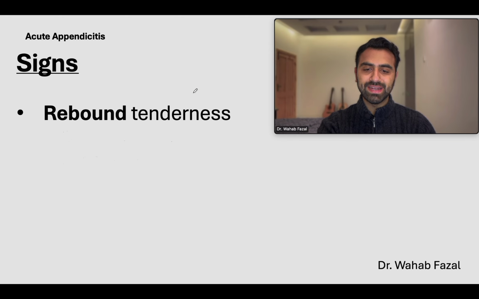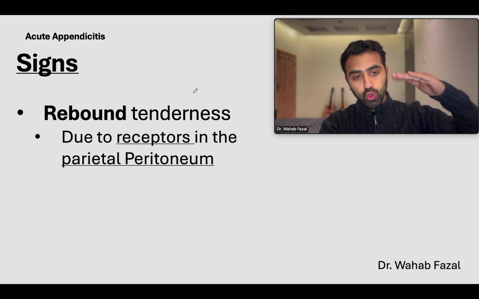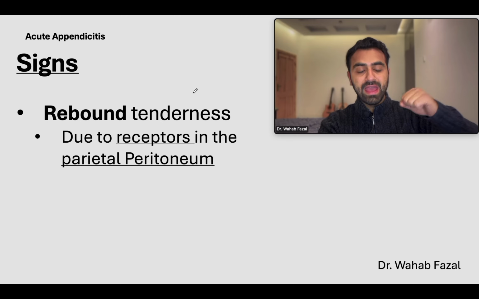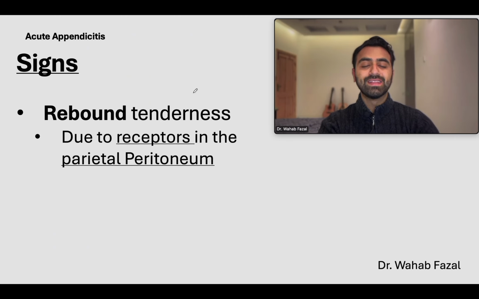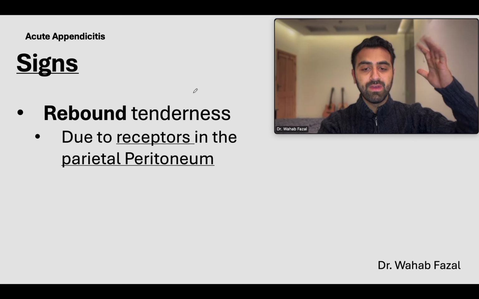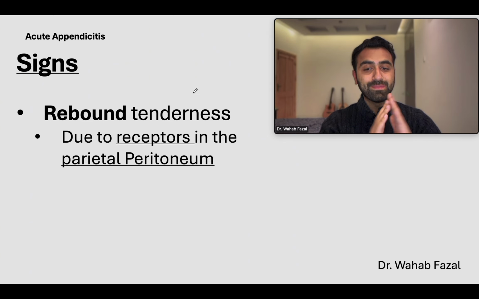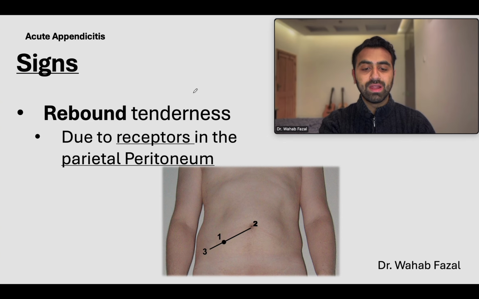Then rebound tenderness. What do we mean by rebound tenderness? Well, that happens due to receptors in the parietal peritoneum. Basically, you press in, and as soon as you leave, due to the irritation of the parietal peritoneum, the patient will experience pain. That is rebound tenderness. As soon as you leave and the abdomen comes back to its place, the parietal peritoneum gets irritated and you get rebound tenderness exactly at this point as well.